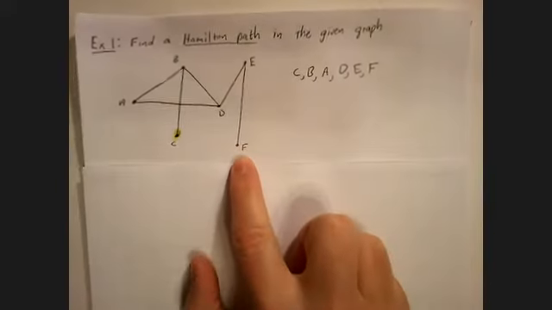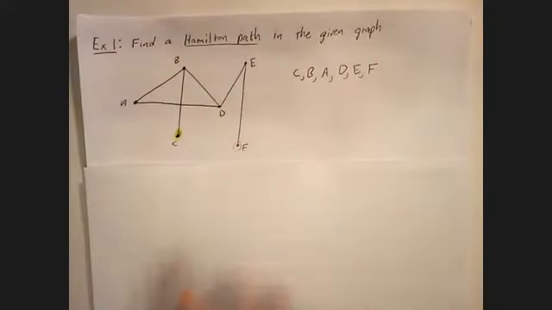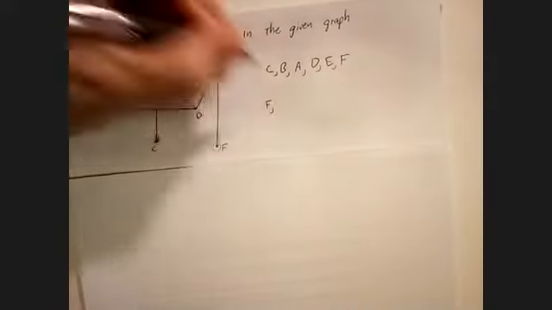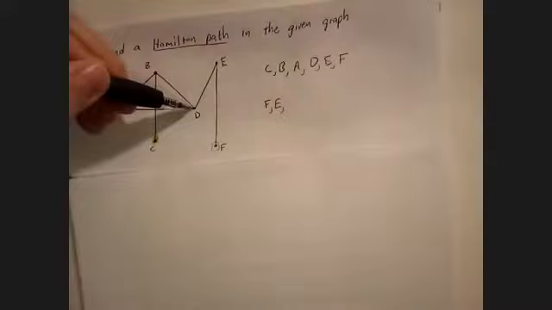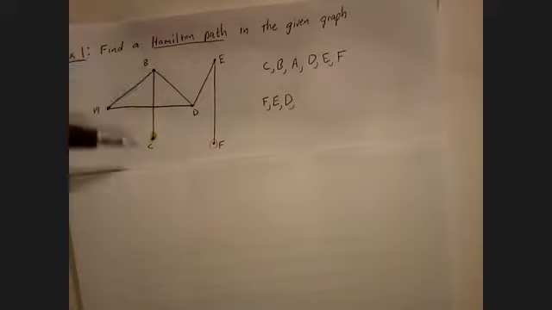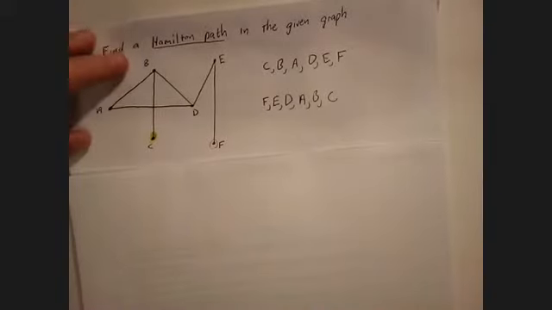We could start at the other end. We could start with F, so maybe we'll do that. I'll start with F. That's one. Another is F, E. Got to go to D. Well, if I were to go to B, I could go to these two, but I want to end up at C. I better go to A next. And B, C. I basically just did the inverse. All right, so that's a Hamilton path.